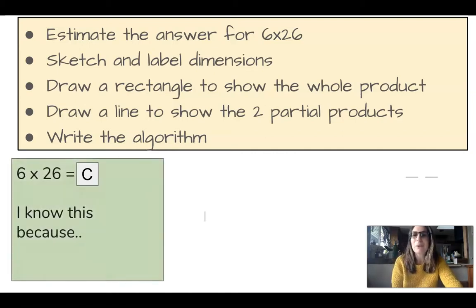And remember, we're going to sketch and label the dimensions first. Take a moment, you might need to pause the video now and try this for yourself before you look at the answer.